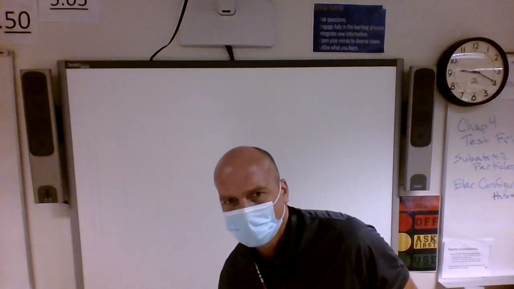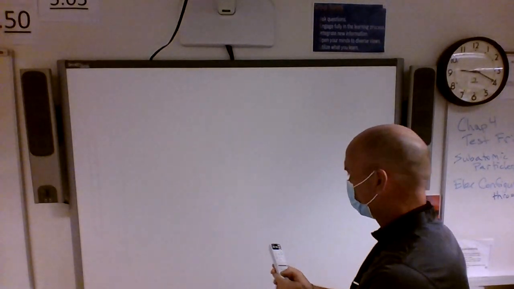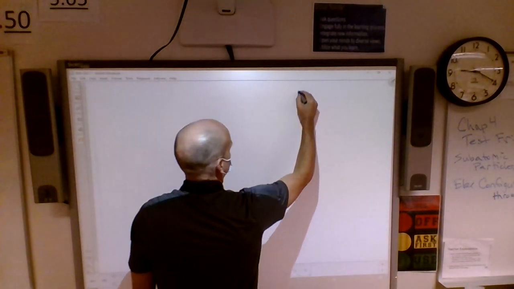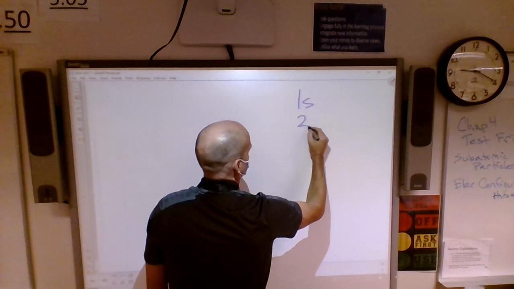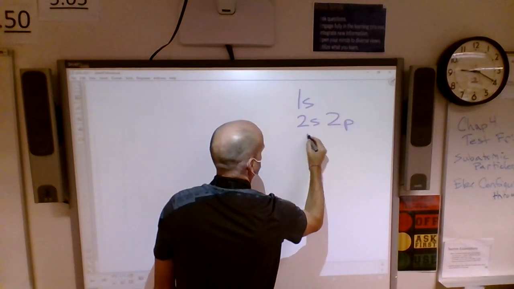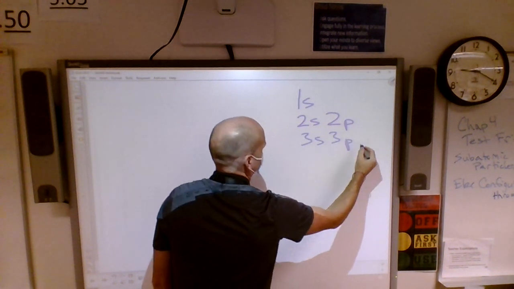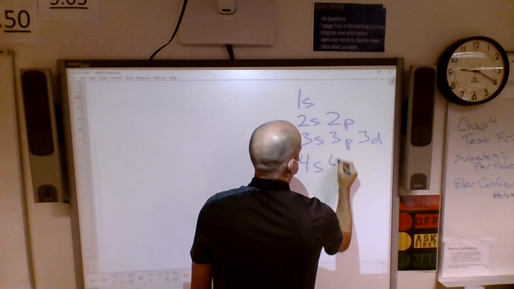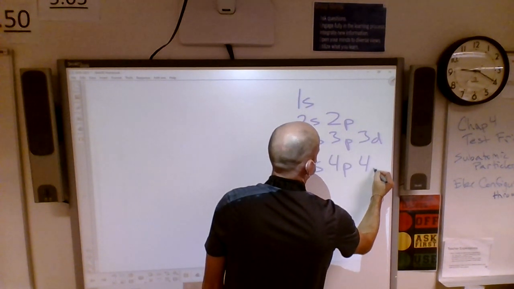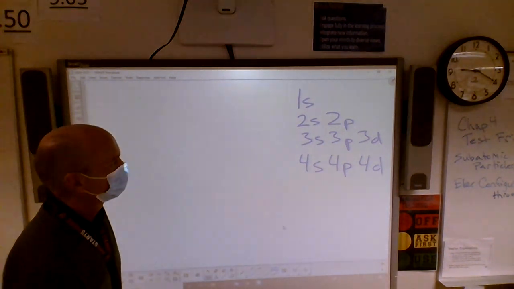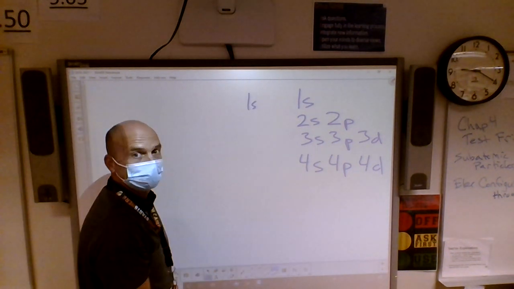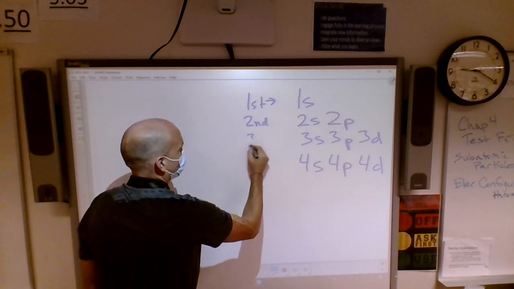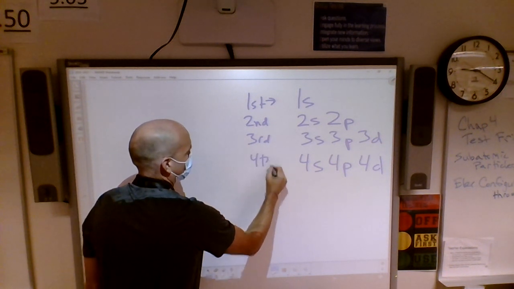All right, hey students, I'm going to make a quick video about electron configuration. All right, so you should have a diagram that looks like this. These are the levels. You're familiar with the first shell, right? This is the first shell, second shell, third, and fourth.